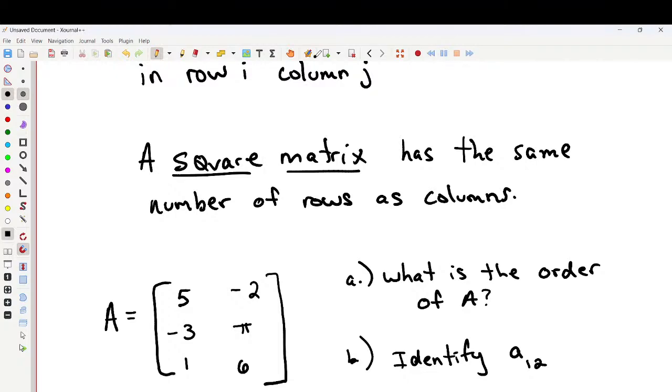Here's an example that assesses our vocab. What is the order of this matrix A? We'll identify lowercase a sub 1, 2 and lowercase a 3, 1. So what's the order? You say 3 by 2? We would say 3 by 2, 100%. So just reminding us, you count this, 3, count these, 2. So the answer is 3 by 2.